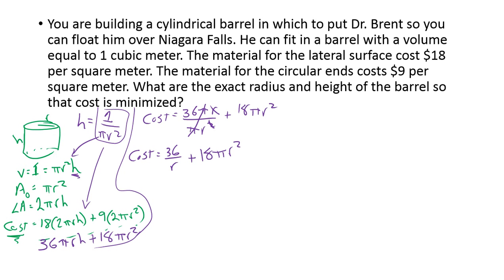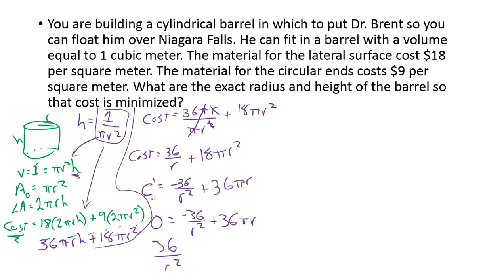And now we're going to take the derivative of it. So c prime would be negative 36 all over r squared, which is the derivative of the first half, plus 36 pi r, which is the derivative of the second half. We zero this out, so 0 equals negative 36 all over r squared plus 36 pi r, which gets us 36 over r squared is equal to 36 pi r. Solving for r, so we've got to move this r to the other side.